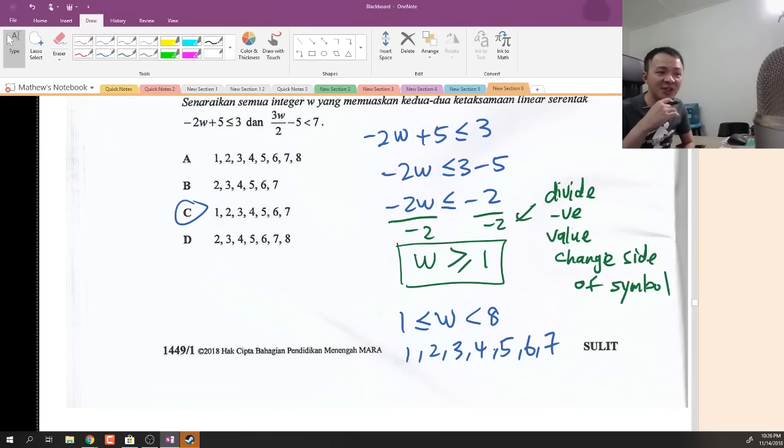Will the sign change when you move from addition to subtraction? When you move from addition to subtraction, the sign will not change. Only when you multiply or divide by a negative value will the sign change.